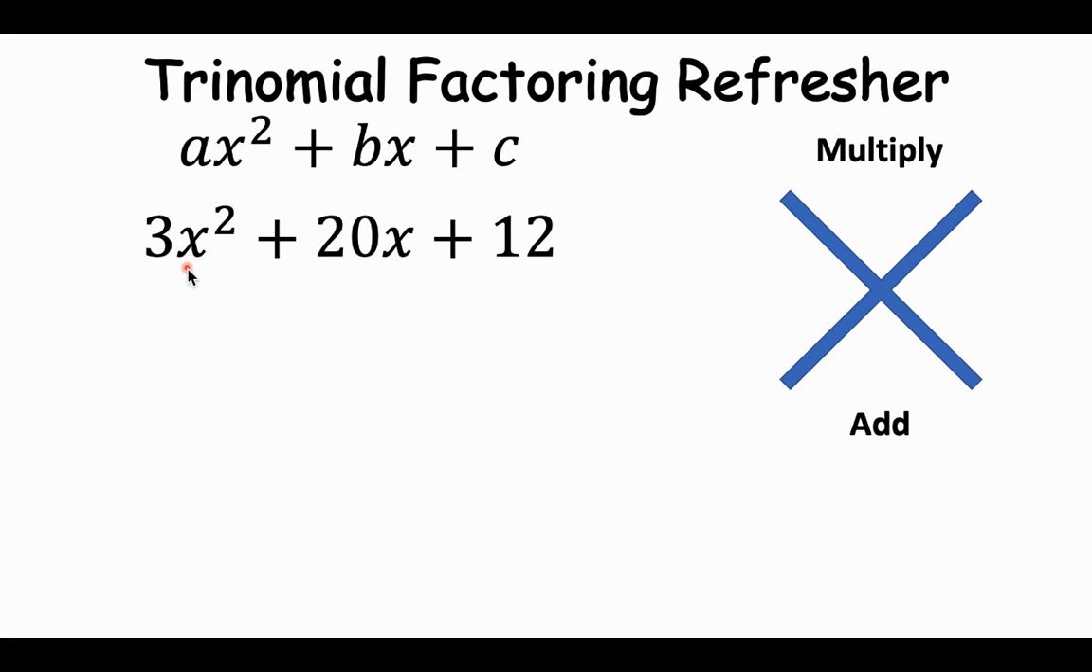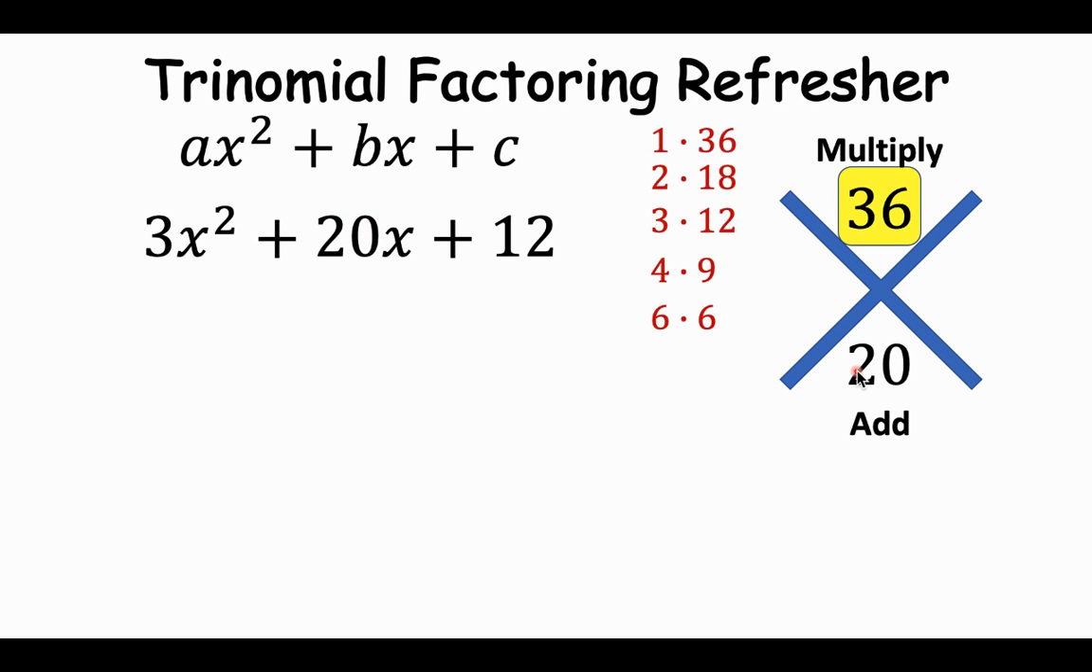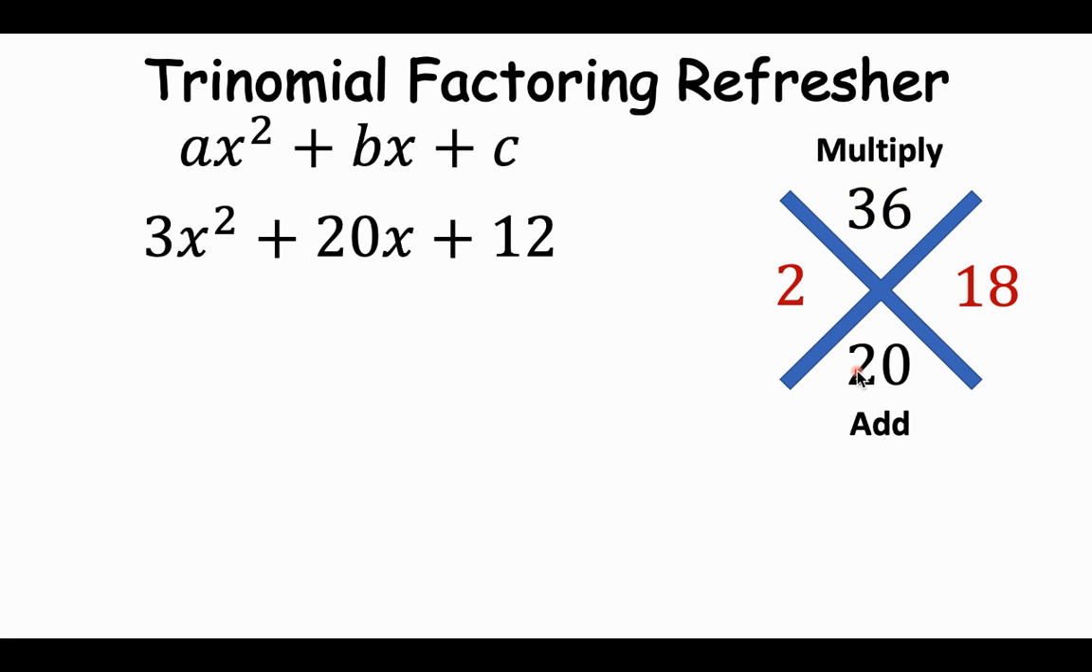No GCF here, 3, 20, and 12. No real GCF. So 3 times 12 is 36. That middle term is a 20. So you're going to try to figure out two numbers that multiply to be 36 but add up to be 20. Those are all the whole number factors of 36. So it looks like 2 and 18 are the winners. You're going to split that 20x into 2x and 18x.